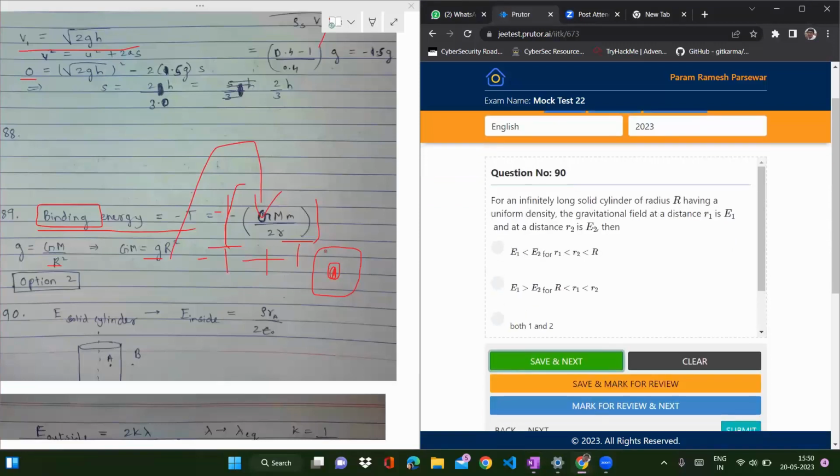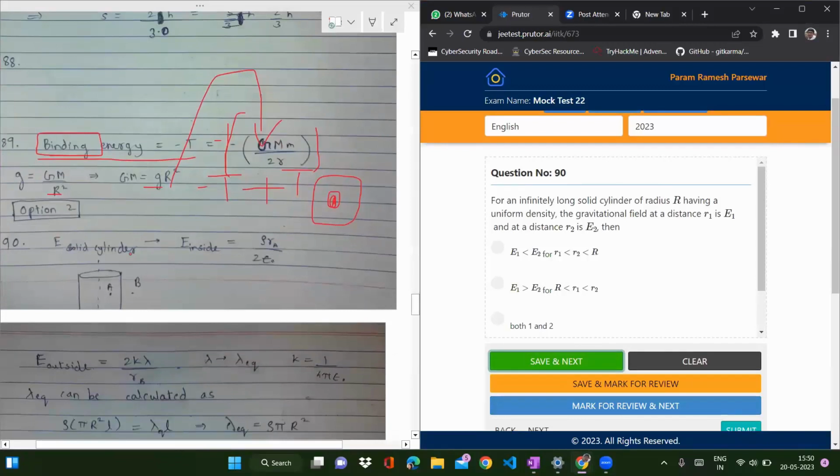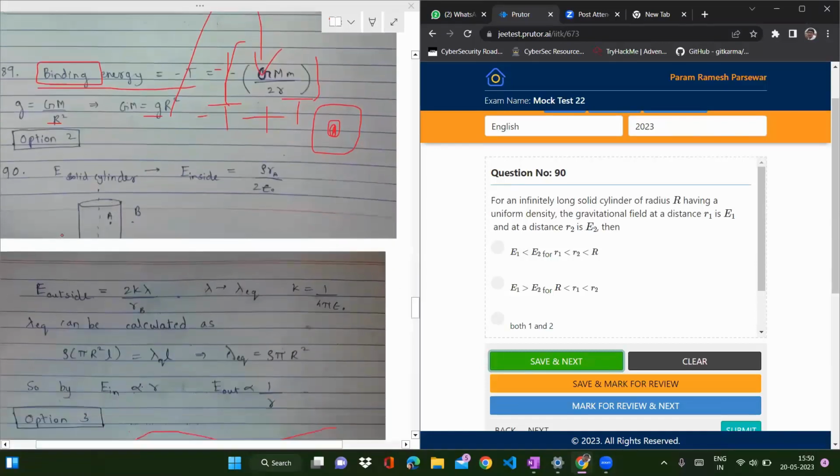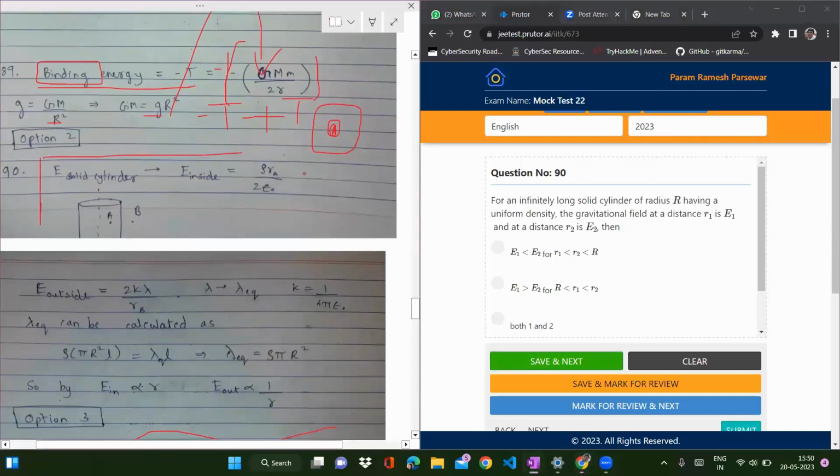Now the last question is question number 90. In this question, a solid cylinder is given, an infinitely long solid cylinder of radius R having a uniform density. The gravitational field at a distance r1 is E1, at a distance r2 is E2. For this question, one important concept which we need to know is from electrostatics, the electric field variation for a solid cylinder inside the solid cylinder and outside the solid cylinder.